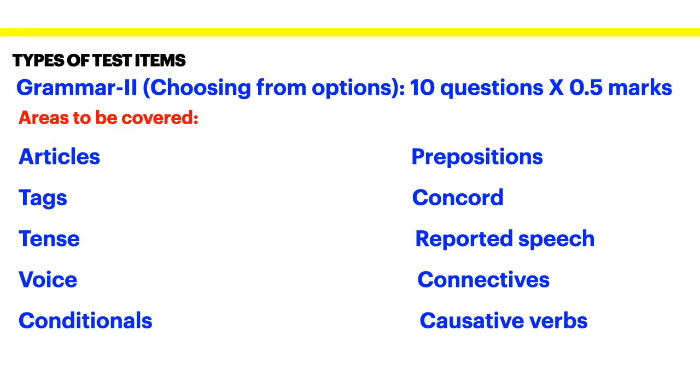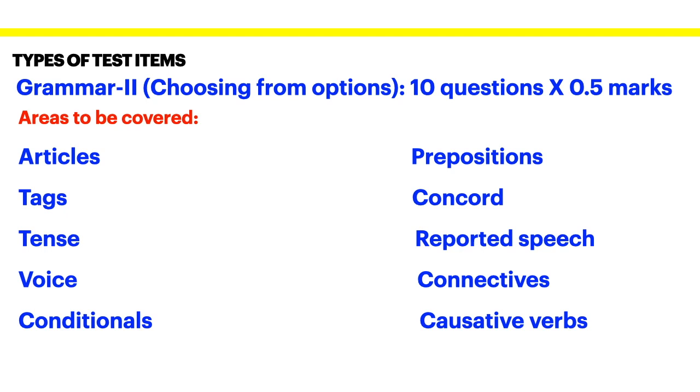And the second type is there. 10 blank spaces are given, and you have to choose appropriate words from the given options to fill in these 10 gaps. Each blank space carries 0.5 marks. The areas are articles, text, tense, voice, conditionals, prepositions, concord, reported speech, connectives, and causative verbs.